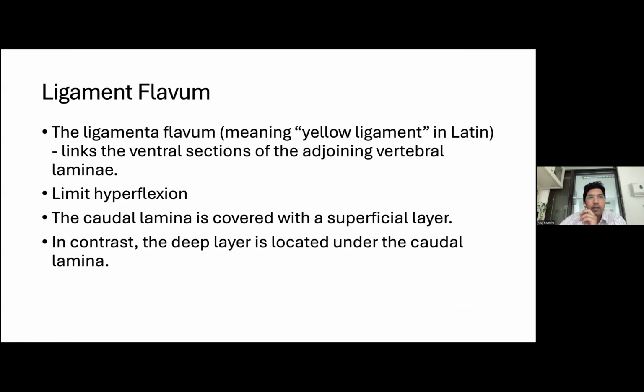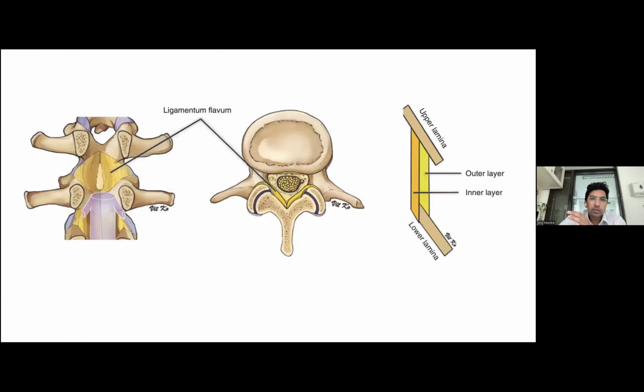The ligamentum flavum links the ventral sections of the adjoining vertebral laminae. It limits hyperflexion. It has two layers, one superficial and one deep. The superficial is removed easily because it has a shorter and more superficial attachment, whereas the deeper layer has an attachment below the lower, or caudal, lamina. Often extraction of this attachment without burring out the lower lamina can lead to inadvertent dural tears. So a lot of care has to be taken while removing the lower attachment of the deeper layer.